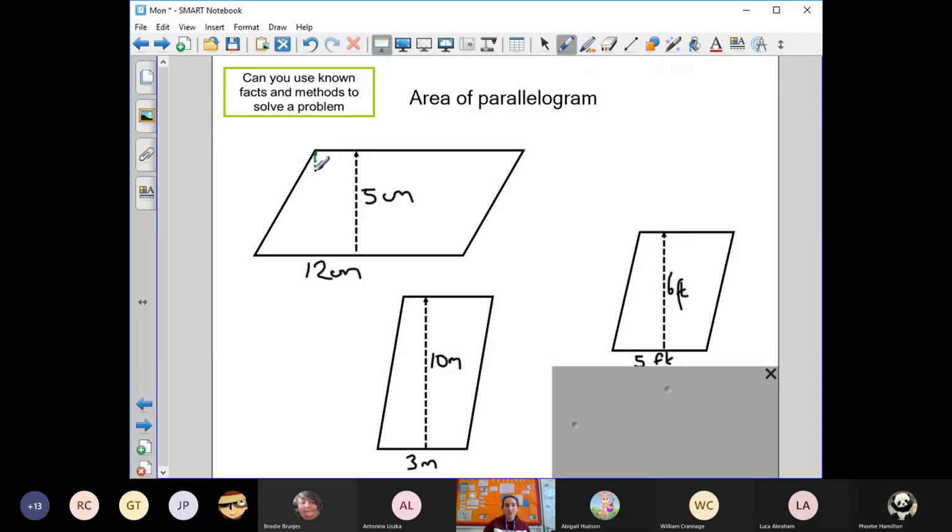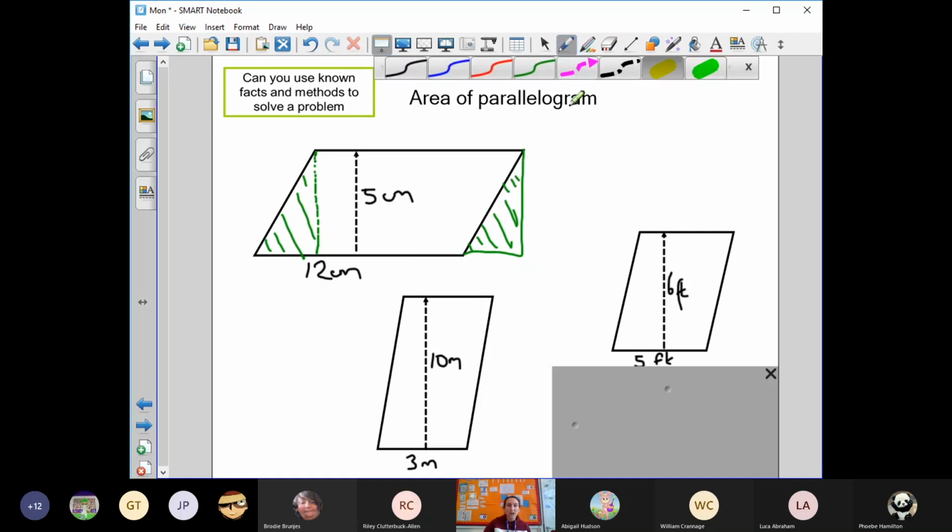Now, if I drew a line down here, and imagine I took my scissors and I chopped this right angle triangle off now, and I picked it up and I attached it here instead, what shape, if I chopped that bit off and attached it here, what shape would I have made? Well done, Abina, a rectangle.